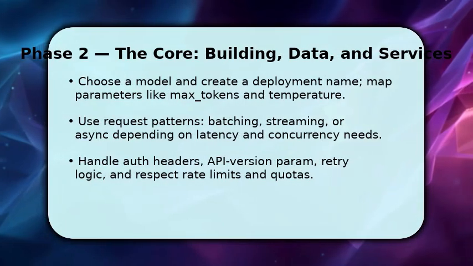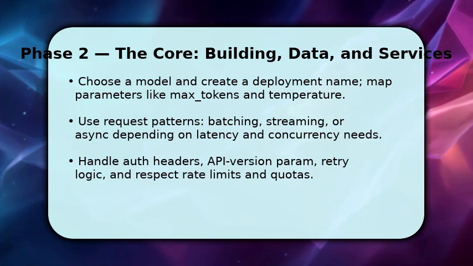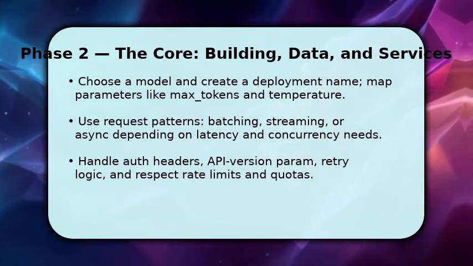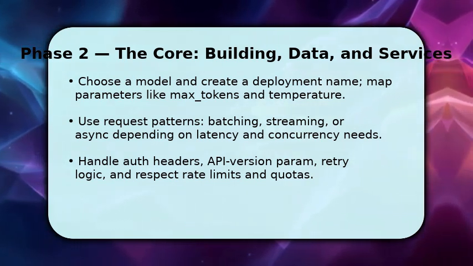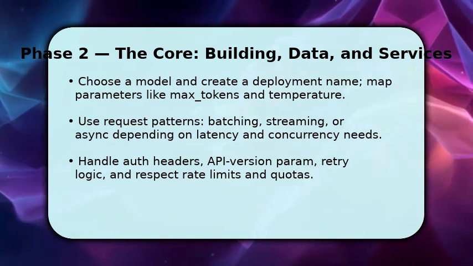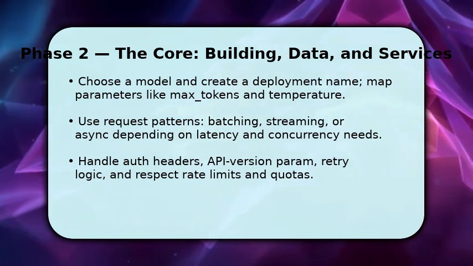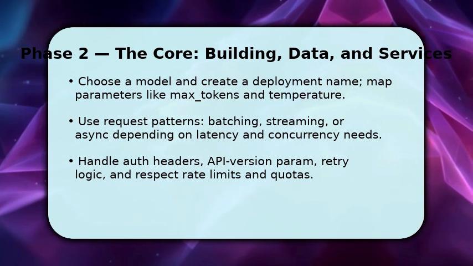Now you configure how you'll call the service. Pick a model and create a deployment with a clear name, then tune parameters such as max tokens and temperature. Once deployed, decide between single requests, batching, or streaming based on latency versus throughput needs. Make sure your client sends the API version parameter and correct auth headers.